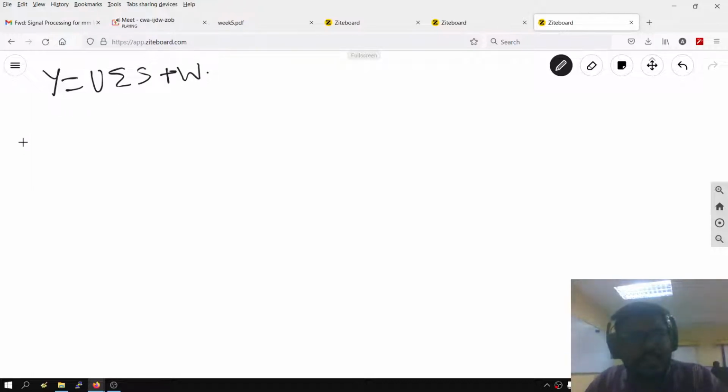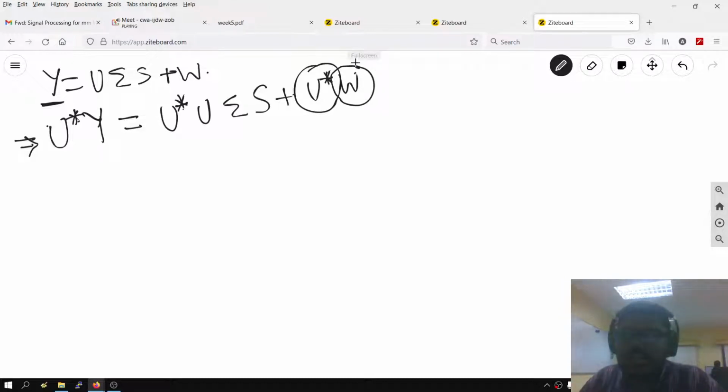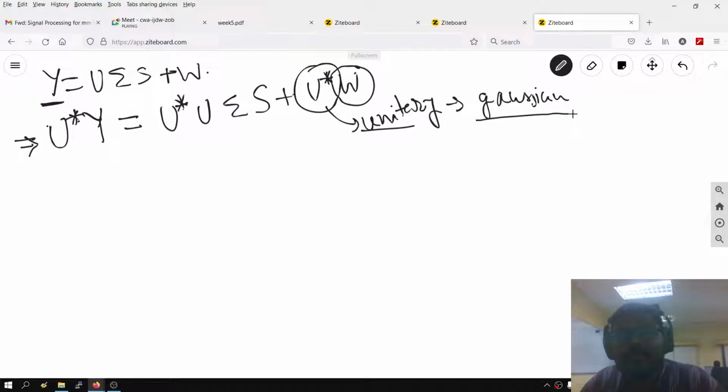Now we say in the receiver end, we multiply this data Y with a unitary matrix U star. So what is U star Y? It is equal to U star U epsilon S plus U star W. See, this U star is getting multiplied with this white Gaussian noise. And what we know is, if some unitary matrix is getting multiplied with Gaussian noise, what happens? Its power will not change.